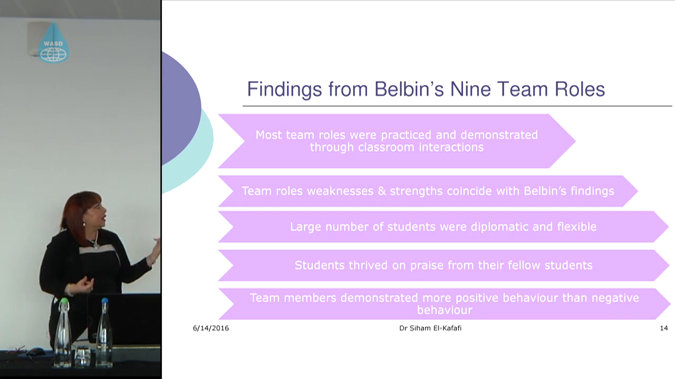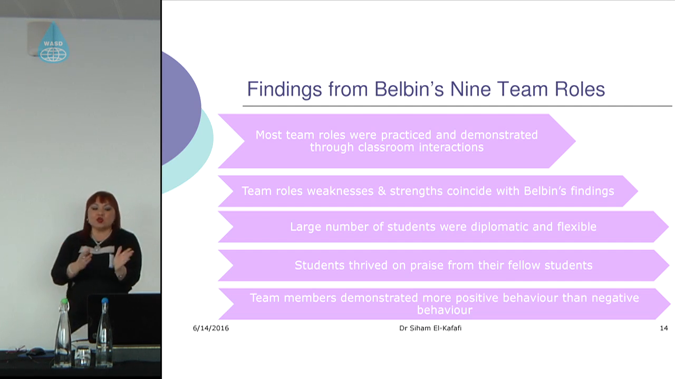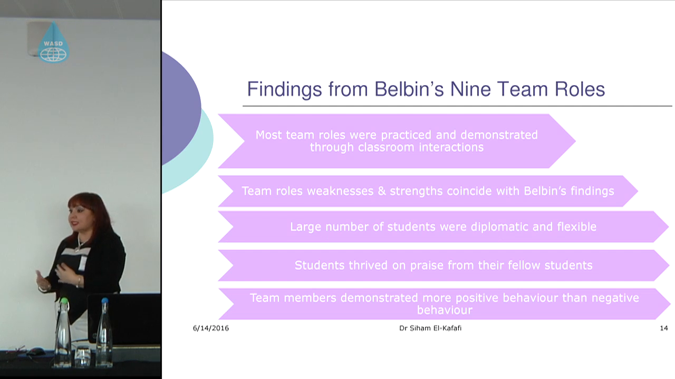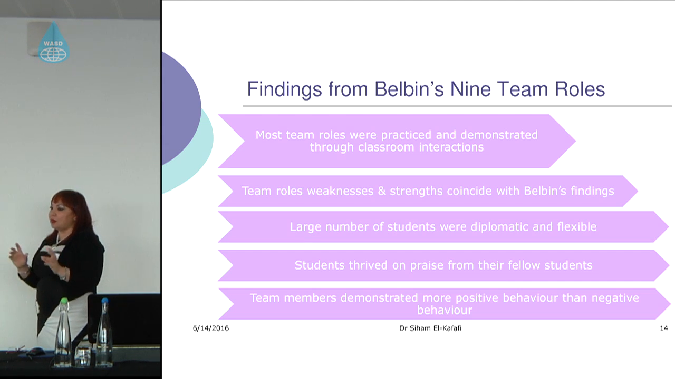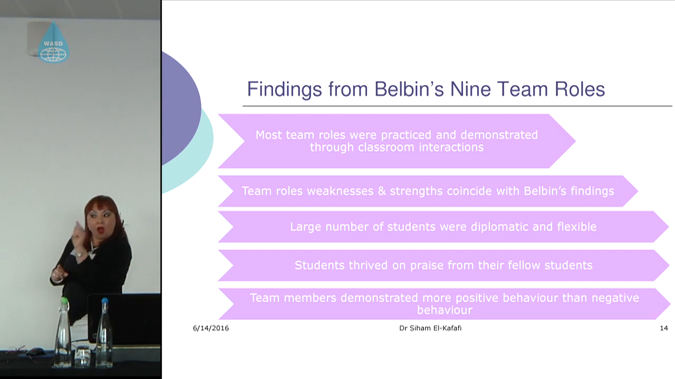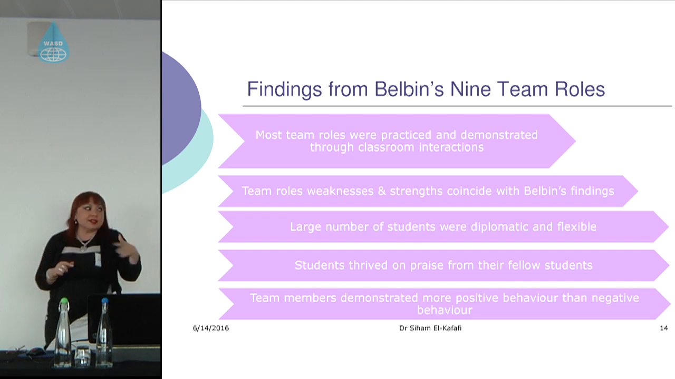Now let's look at the findings. Most of the team roles were practiced and demonstrated through the classroom interaction. And the team roles' weaknesses and strengths, actually what Belbin said, I've seen it, it's actually happening in real life. There was a large number of students who were democratic and flexible with each other. But then at the same time, they actually hated any criticism, which coincides exactly with what Belbin said about the plant role, which is the person who puts ideas and strategies. So that's exactly as he said.